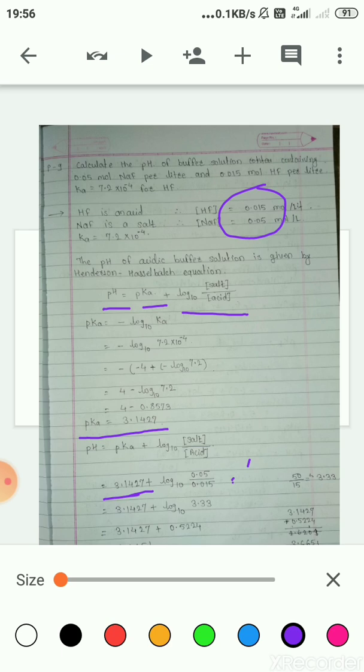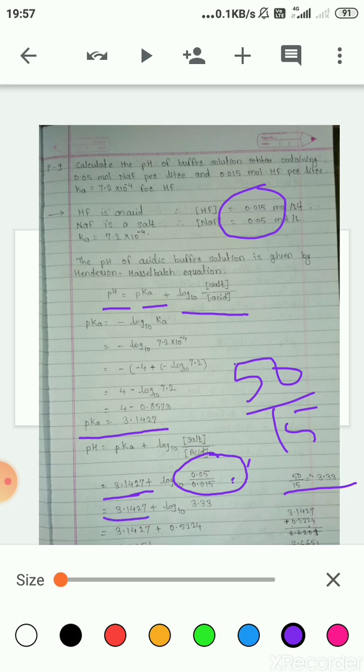So the ratio of 0.05 by 0.015, or 50 divided by 15, is equal to 3.33, and you can put the value in the equation. Now see, 3.1427 plus log to the base 10 of 3.33.